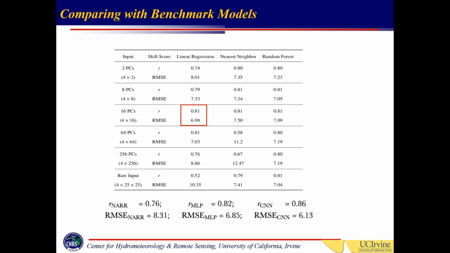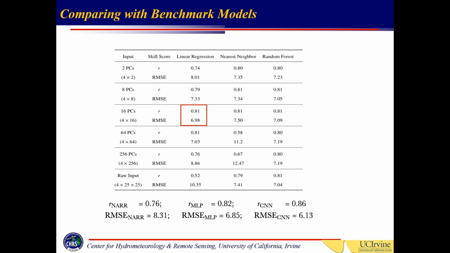And we notice that these conventional machine learning algorithms cannot handle high-dimensional input data. So we extracted the leading 256 components of this circulation field and use them as predictors to predict precipitation. And we also use the raw input there. It's interesting, we notice that nearest neighbor and random forest should be good, but they cannot compare with the linear regression model when the input dimension is really high.